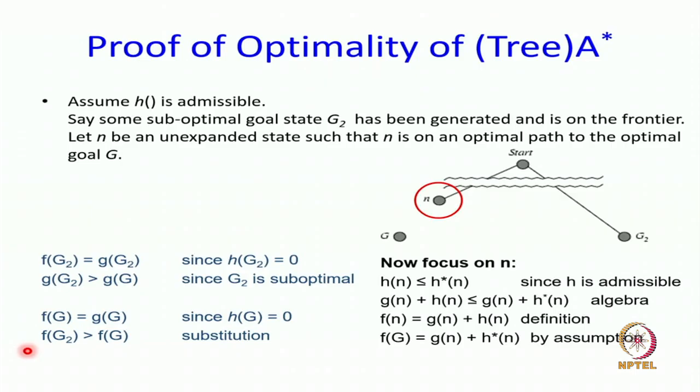So, then basically we can replace in the second equation, which is g n plus h n less than or equal to g n plus h star n, we can say that the left hand side is nothing but f n and the right hand side is nothing but f of g. So, basically we can say that f of n should be less than or equal to f of g.